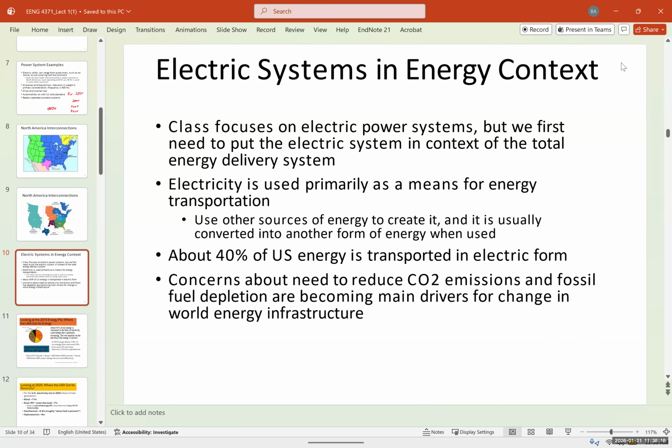This class focuses on electric power systems, but we first need to put the electric system in context of the total energy delivery system. We use electricity mainly for energy transportation, meaning sometimes it's going to be easier, cheaper, and cleaner if you heat your power with electricity instead of coal.